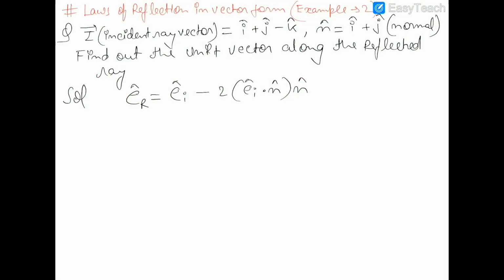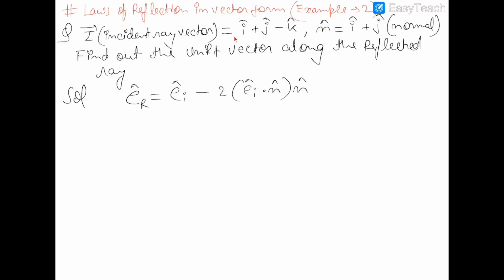Hi guys, continuing from my last illustration of laws of reflection in vector form, I am taking another example which is slightly difficult. Why am I saying that this example is more difficult? Because now the normal reaction is two-dimensional. You can see that the normal reaction here is two-dimensional.